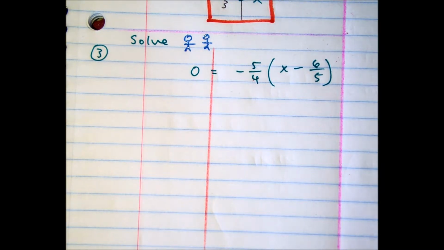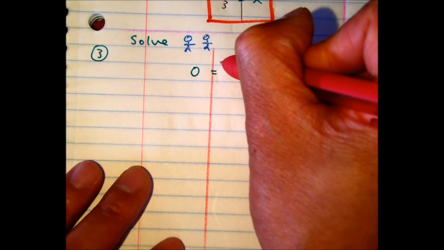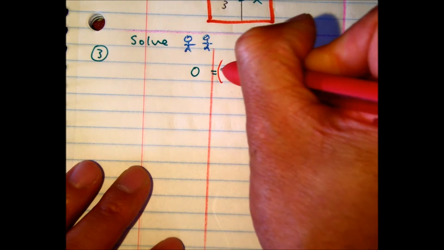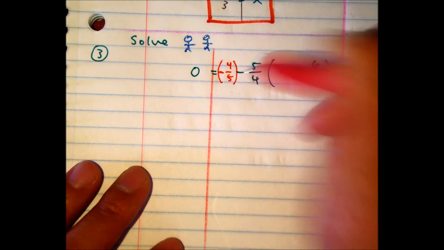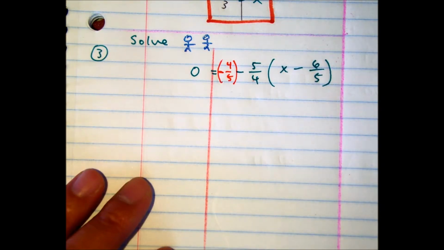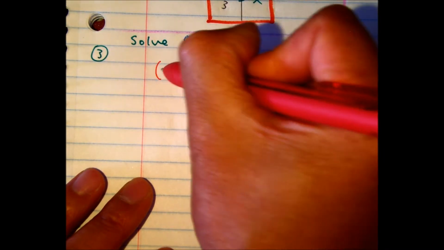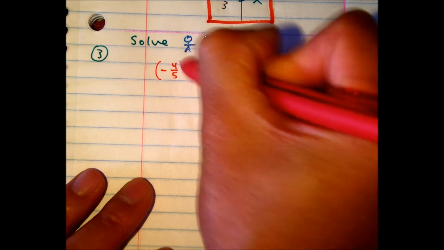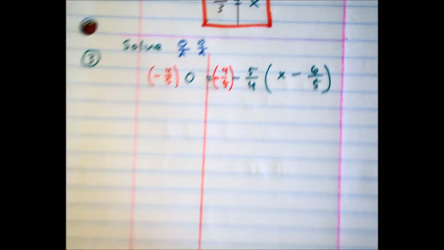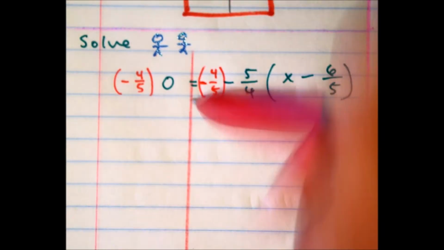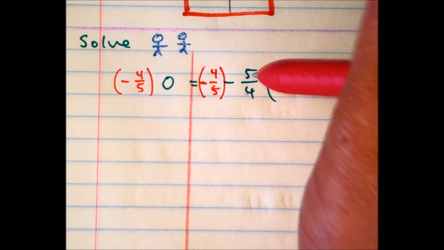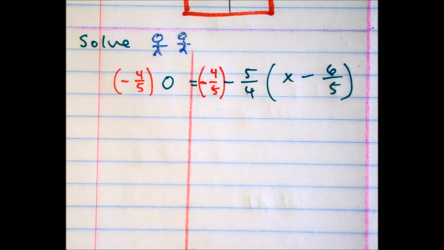Does anyone know what number? Oh, that's right. Negative 4 over 5. And I'm going to multiply this side by negative 4 over 5. Where did we get that negative 4 over 5? The reciprocal. We took the reciprocal. I just take this fraction and flip it. Let's see what happens when I multiply across.